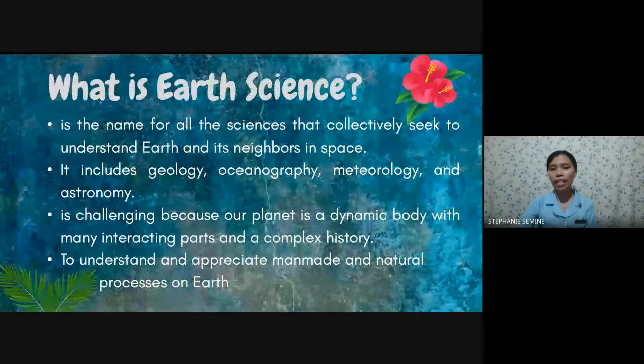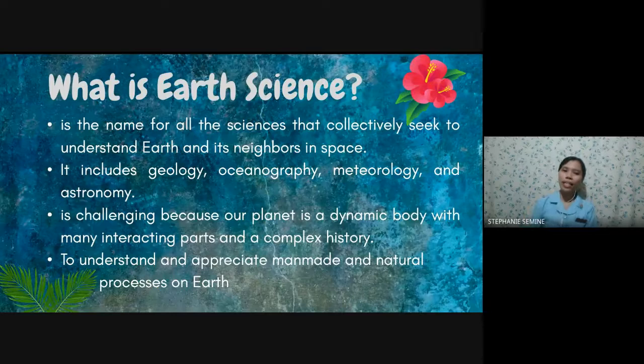Okay? So Earth science, in simple definition, is the study of the Earth and its neighbors in space. It includes all the fields of natural science related to the Earth and deals with the physical and chemical constitution of the Earth, its atmosphere and ocean, and its interaction in space. Okay, it also involves how the natural world interacts with its surroundings.